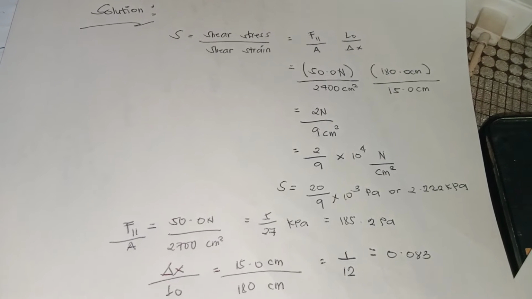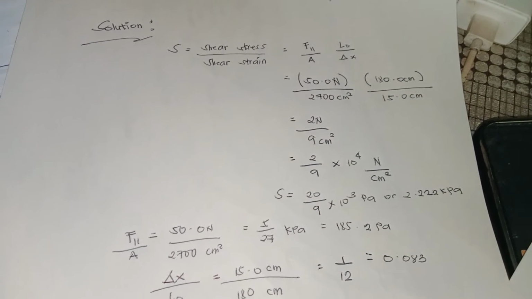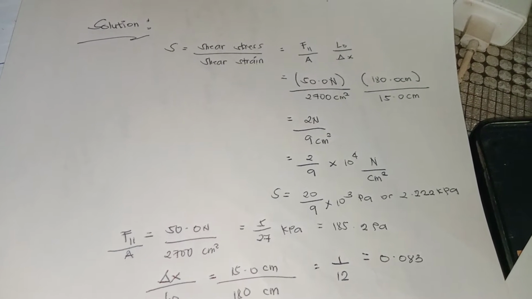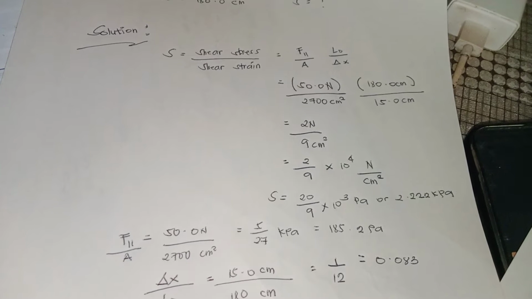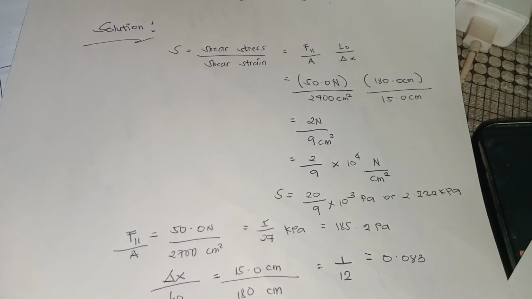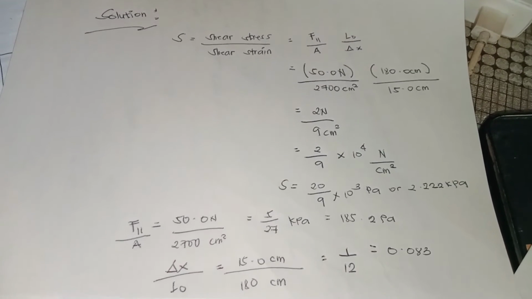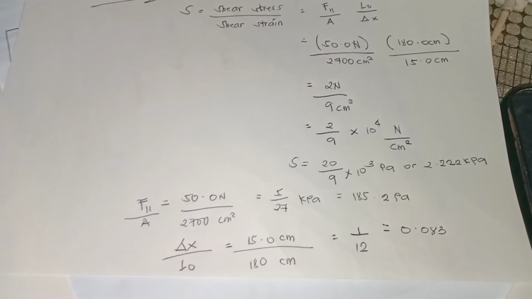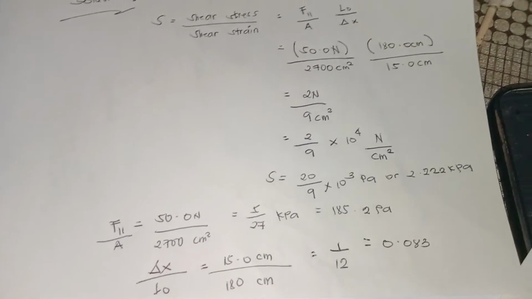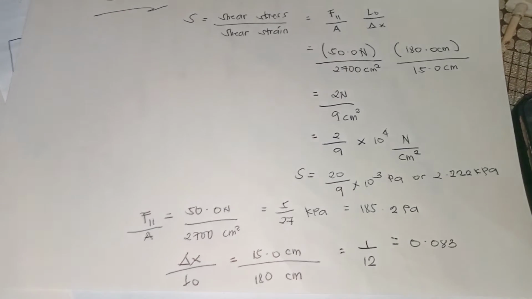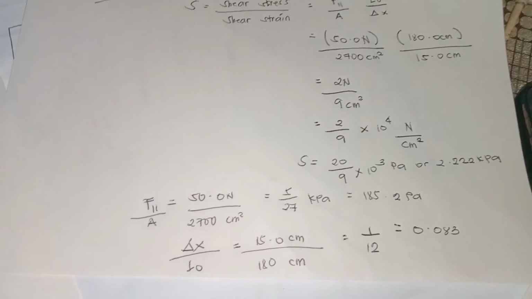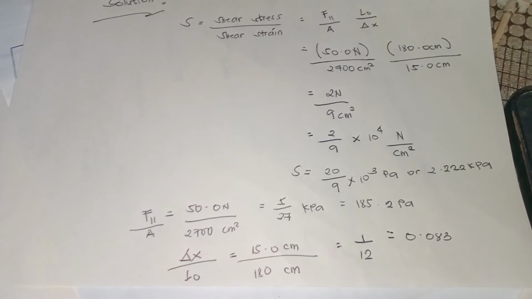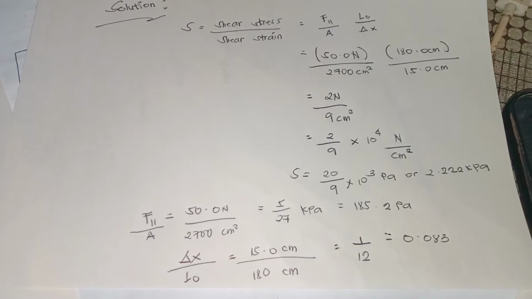So our tangential force is 50.0 newtons over the area, 2,700 centimeters squared, and 180.0 centimeters, which is our transverse distance, over 9 centimeters squared, 2 over 9 times 10 to the fourth power over centimeters squared. So S, or the shear modulus, is 20 over 9 times 10 to the third power pascals, or 2,222 pascals.